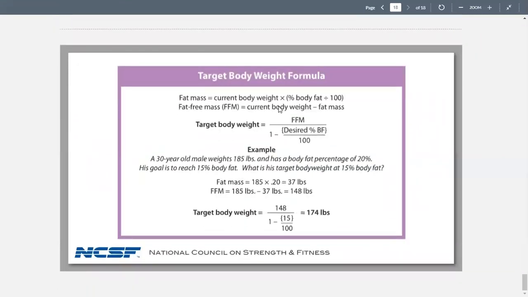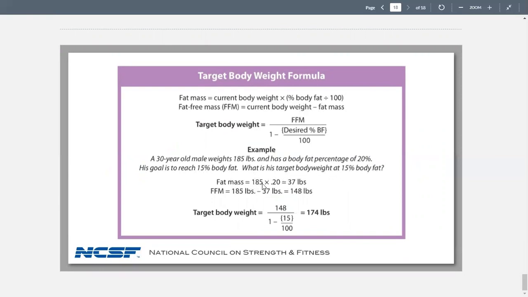So, target body weight formula. This is how you calculate your target body weight. Fat mass equals current body weight times percent body fat divided by 100, and fat-free mass equals current body weight minus fat mass. Target body weight equals fat-free mass divided by 1 minus the desired body fat percentage over 100. So an example: a 30-year-old male weighs 185 pounds and has a body fat percentage of 20%. His goal is to reach 15% body fat. What is his target body weight at 15% body fat?